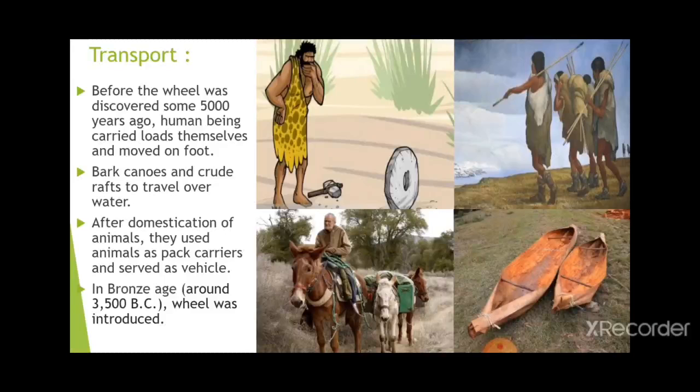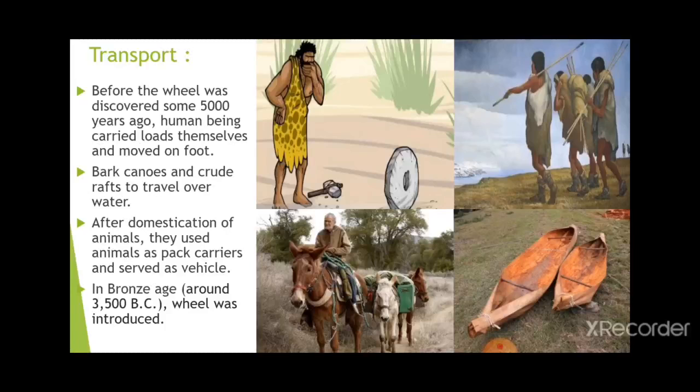Before the wheel was discovered 5,000 years ago, people used to carry loads themselves and move on foot. Bark canoes and crude rafts were used to travel over water. There you can see the picture of bark canoes. A bark canoe is just the bark of a tree which can float on water bodies. So they used these to travel on water.